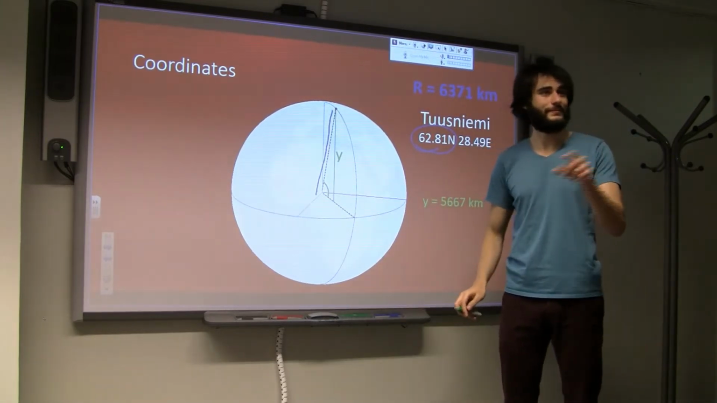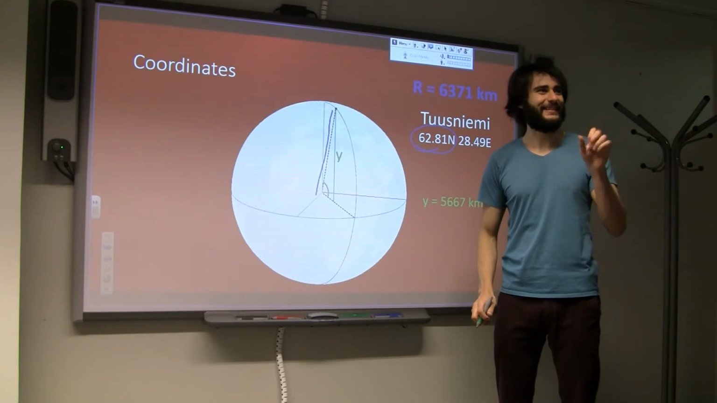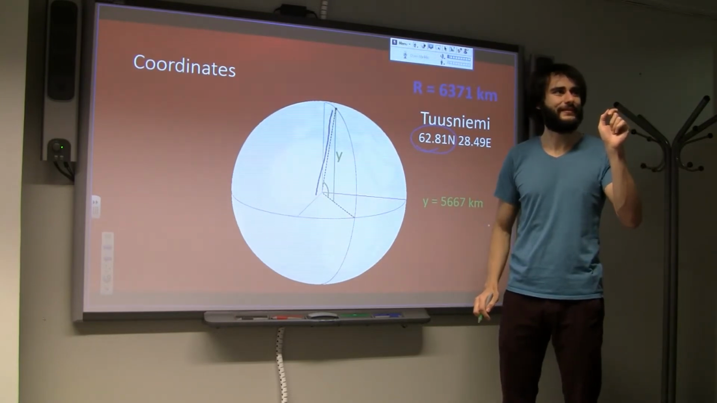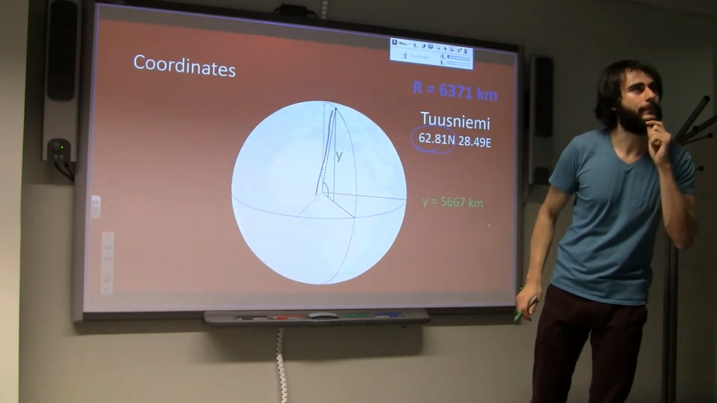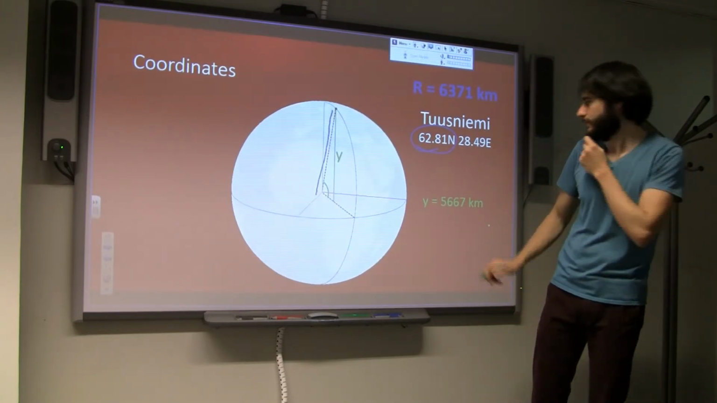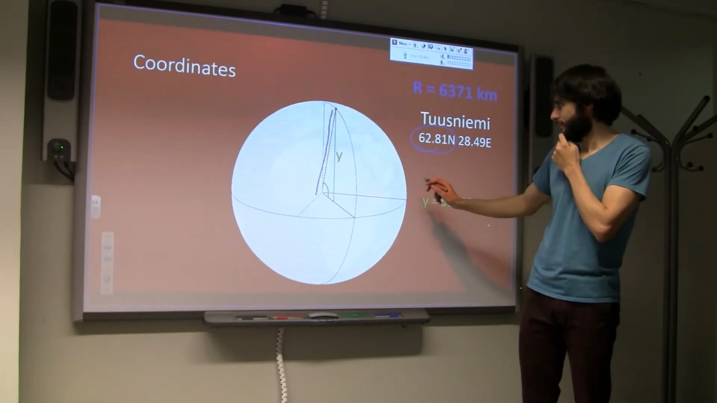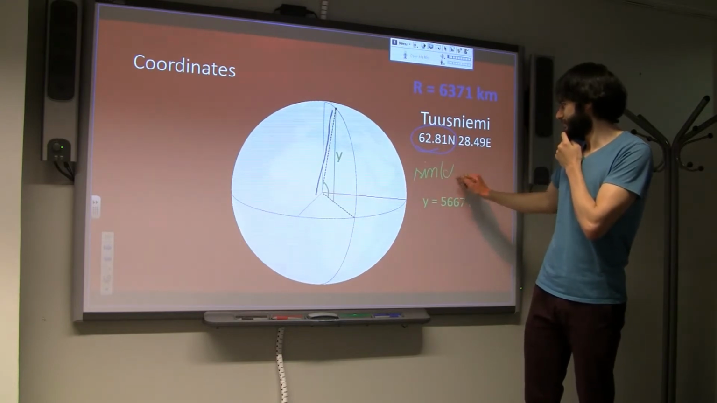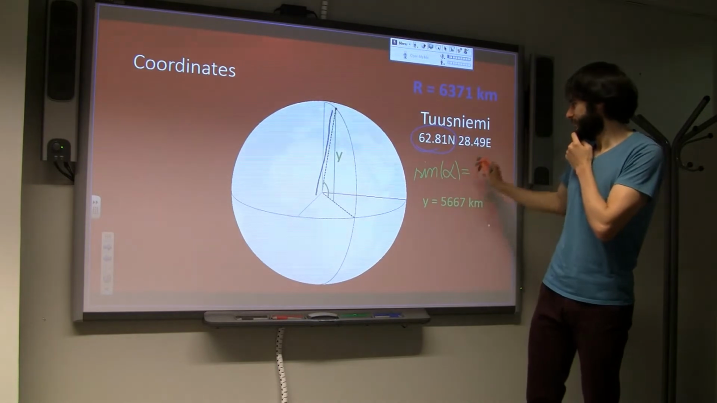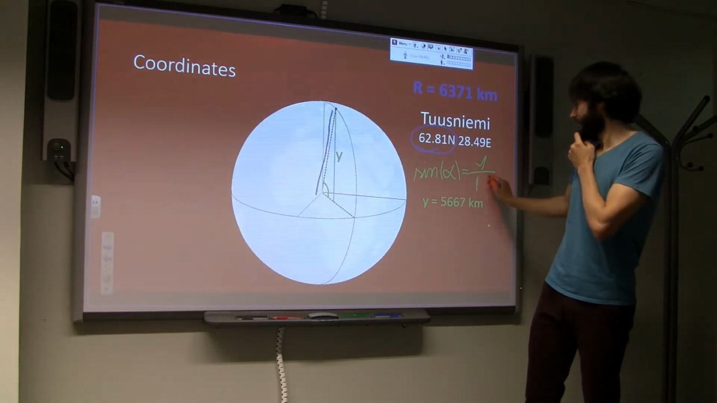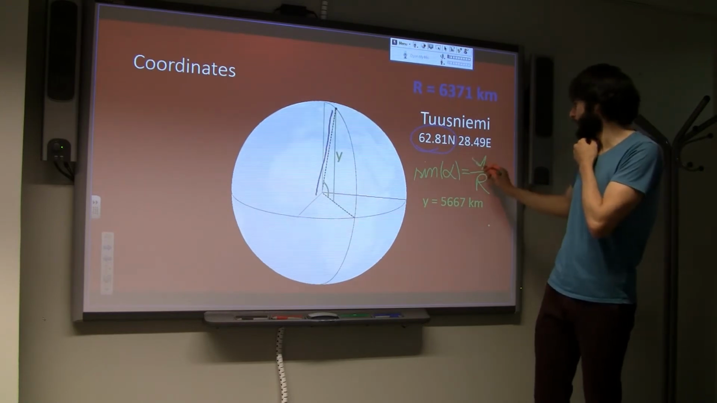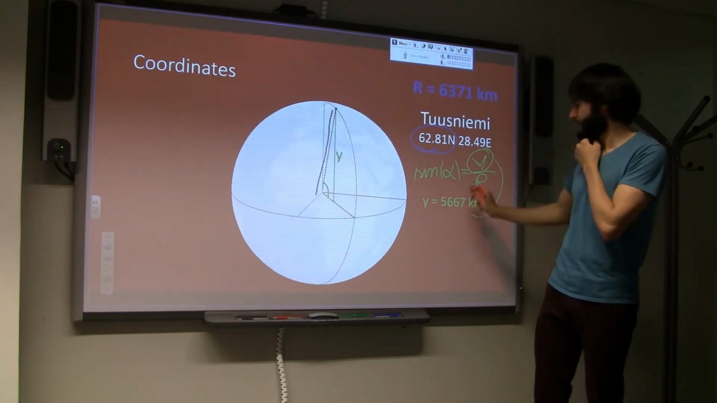Cosine or sine? Sine, right? y over hypotenuse is sine. If we know theta, sine theta is equal to y over hypotenuse. So then y comes from here, it's r times sine theta.